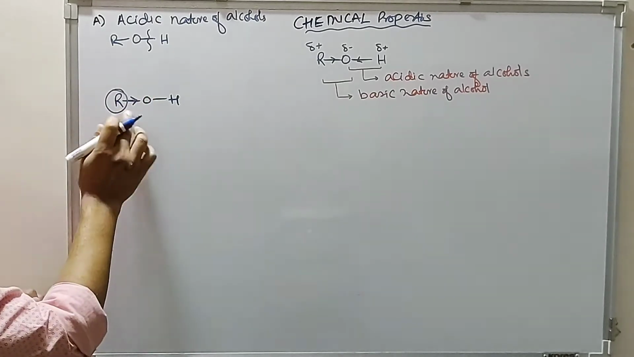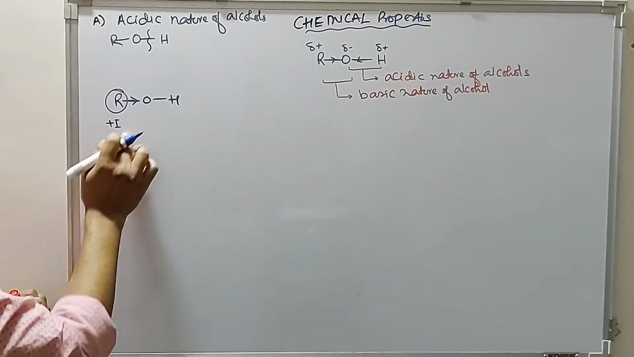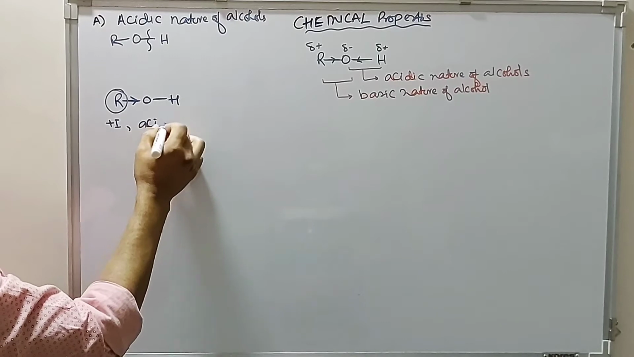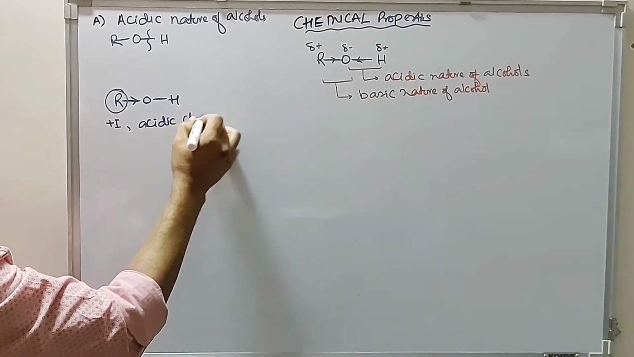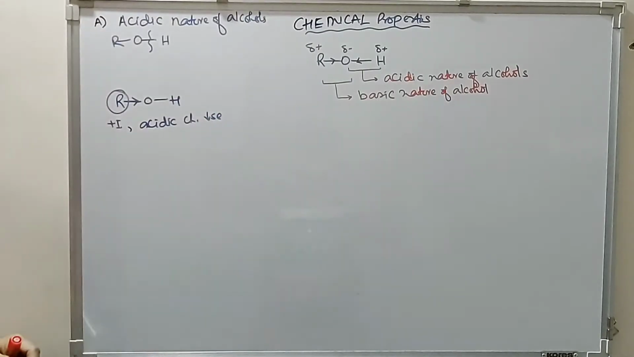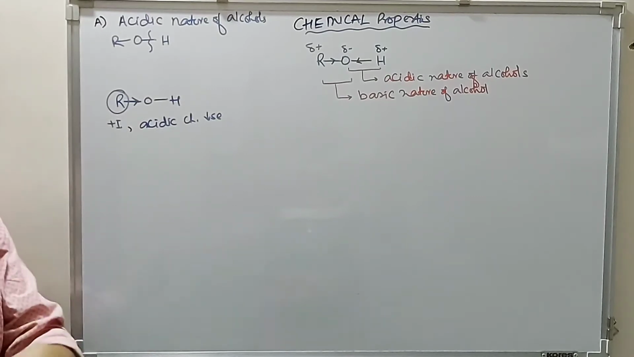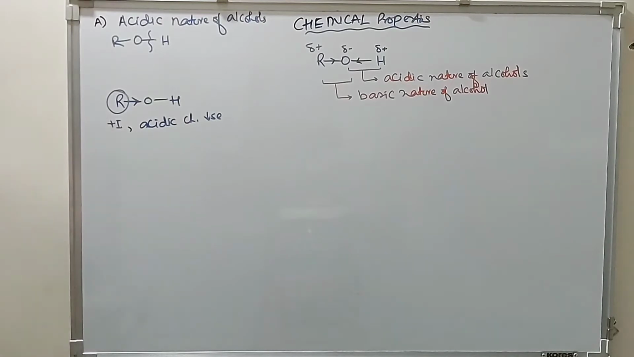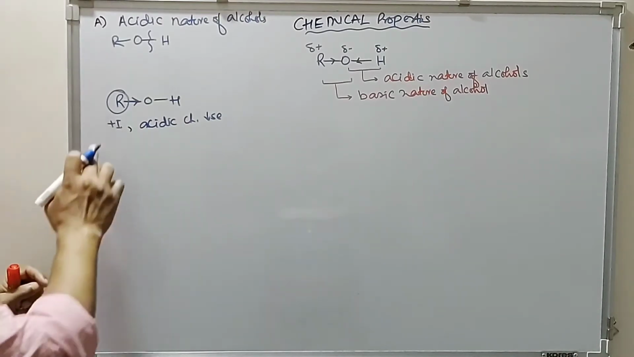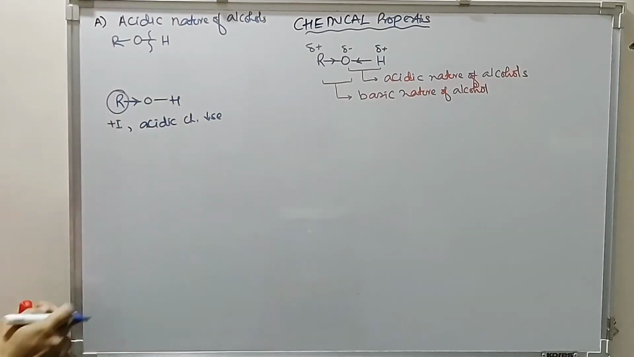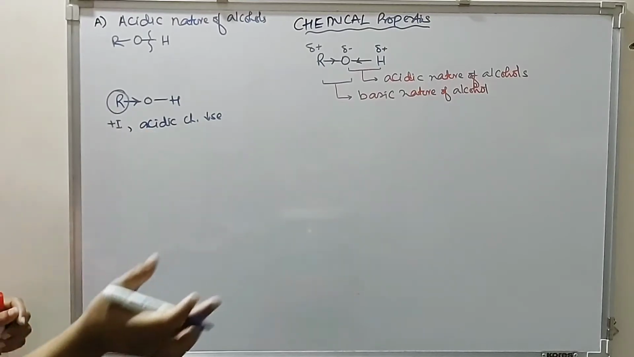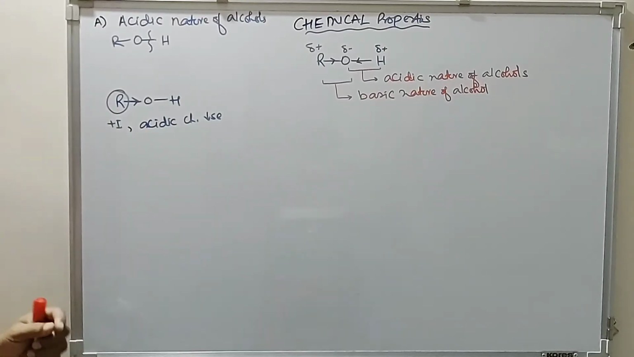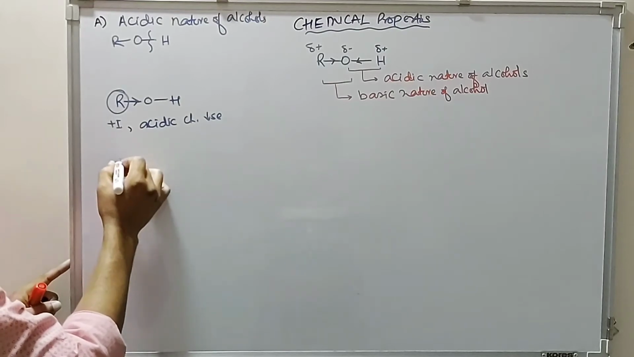So being electron positive, acidic character decreases. If R contains any electron withdrawing group, then acidic character will increase. So R being +I, acidic character is less. So -I groups increase the acidic character.